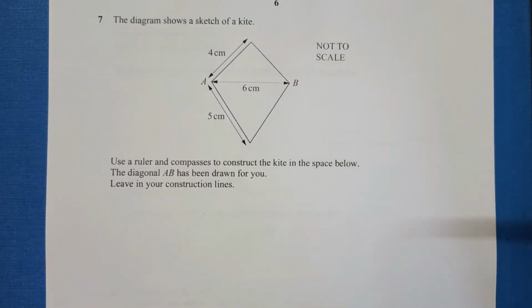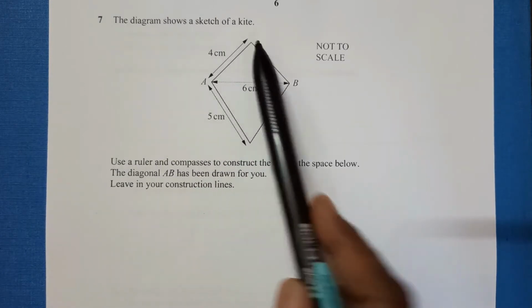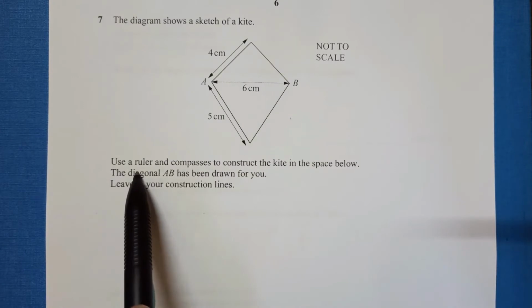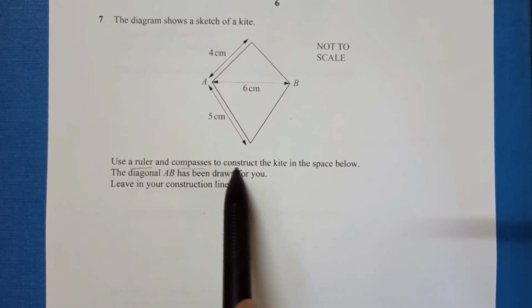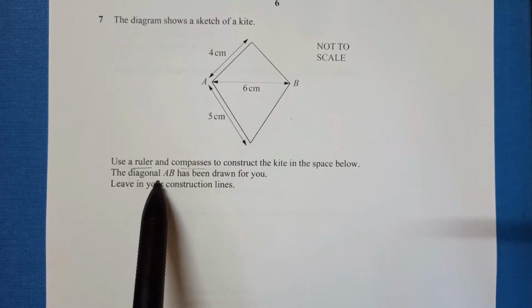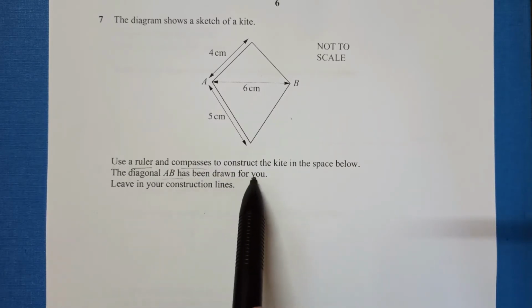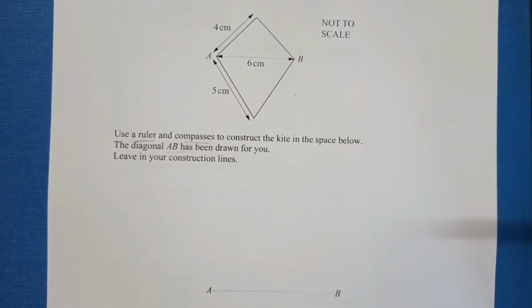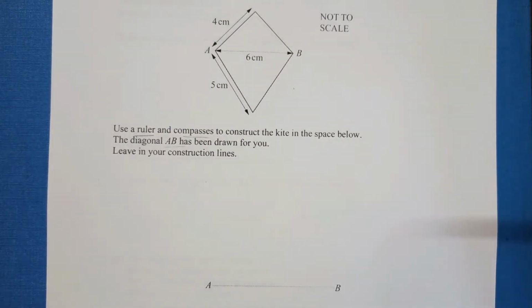Question 7. The diagram shows a sketch of a kite. This is the diagram shown, not to scale. Use a ruler and compasses to construct the kite in the space below. The diagonal AB has been drawn for you. Leave your construction lines. So we have to construct the same according to the given measurements.